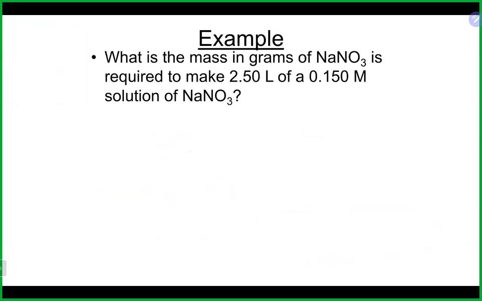What is the mass in grams of sodium nitrate that's required to make a 2.5 liter solution that has a molarity of 0.15 molar? Let's see what you come up with. Sodium from the periodic table, 22.99. Nitrogen, 14.01. And our friend oxygen, 16.